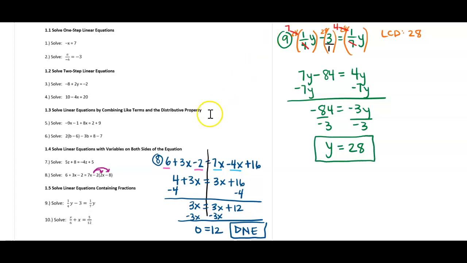Any questions on that one that you want to look at? I want everybody to try number 10 on their own. That way you get a little bit of chance to see what you can do on your own or if you're going to get stuck. Okay, so everybody now try number 10 on your own.